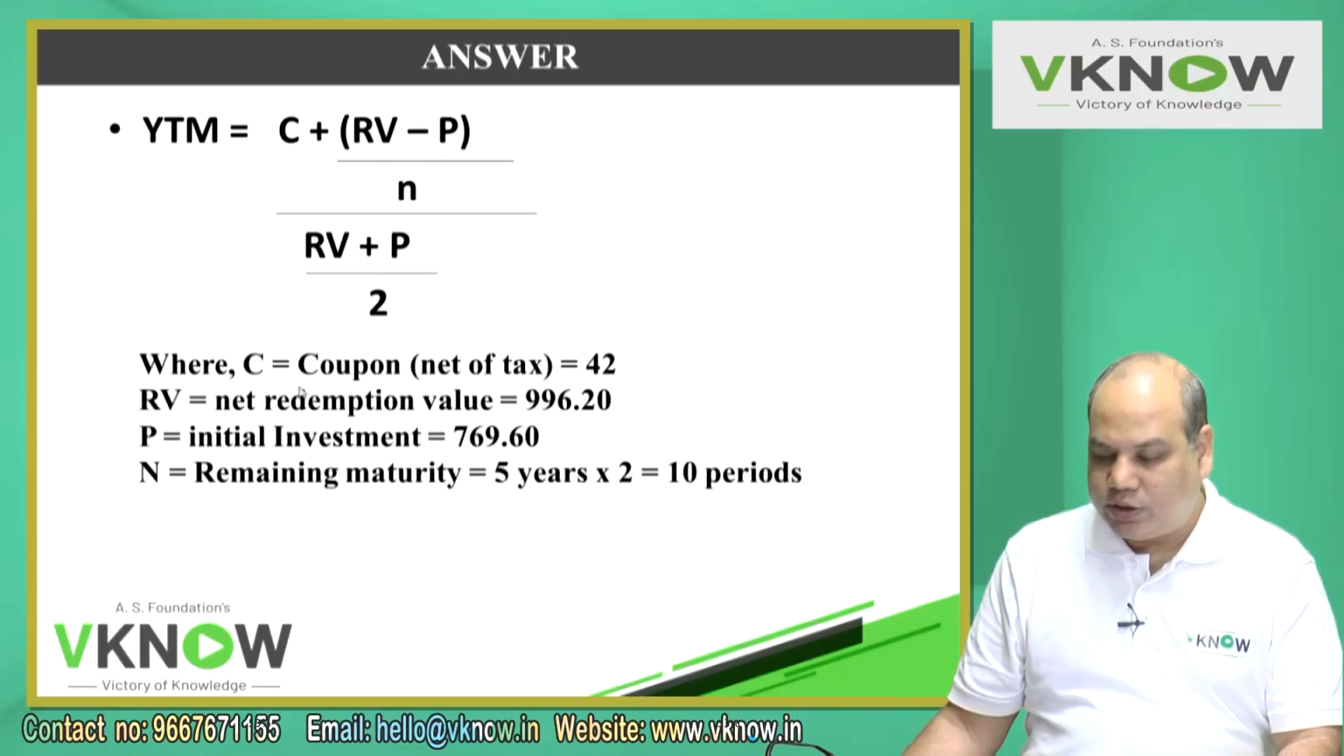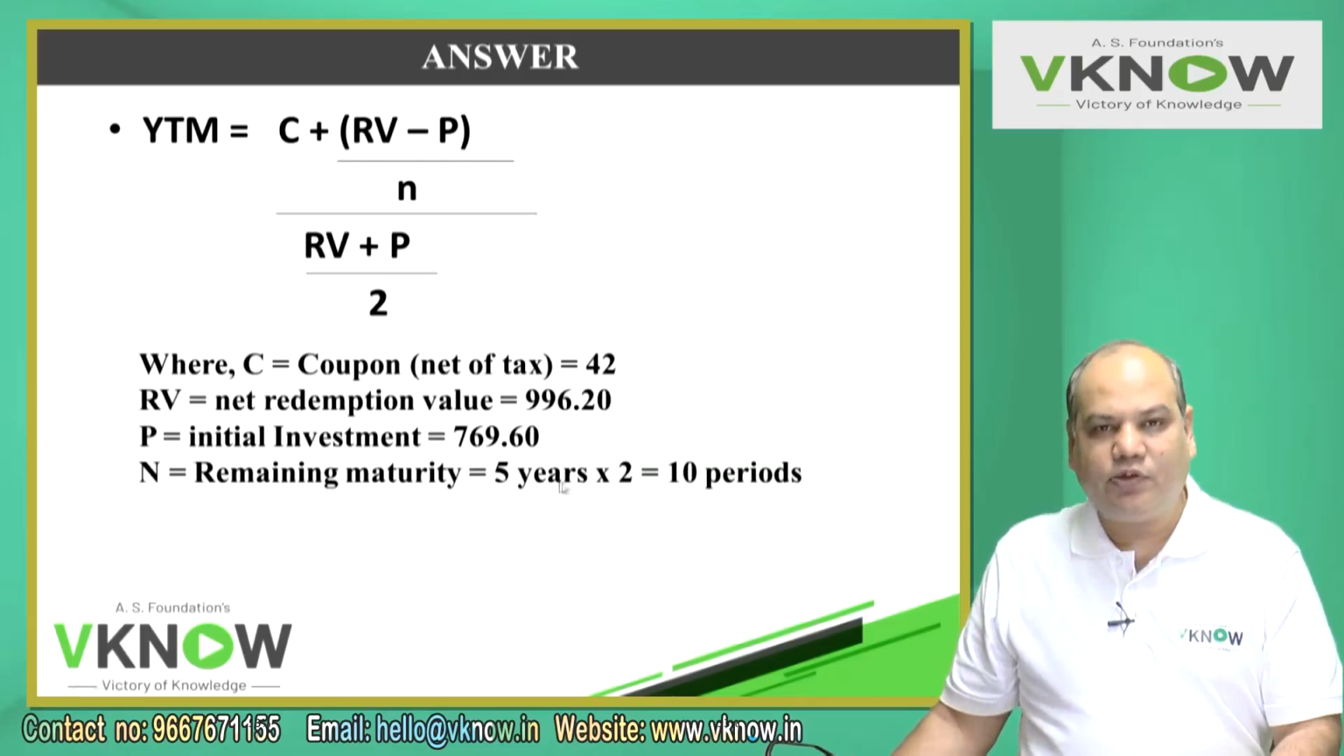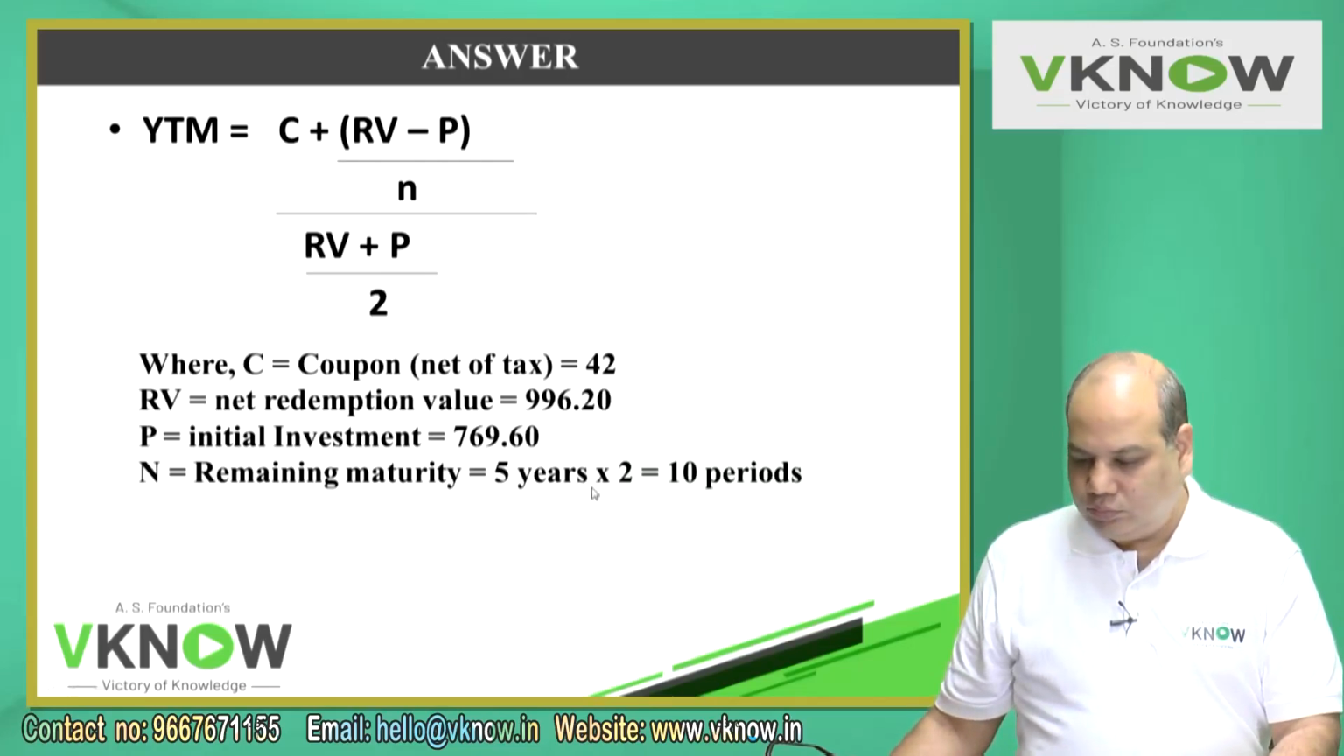So write down below, where C is equal to coupon net of tax. I have already adjusted tax here, 42. RV stands for net redemption value, 996.20, already calculated. P means initial investment, equal to 769.60, already calculated. And N is the remaining maturity. As I have said, it is a semi-annual coupon paying bond, so I will take 5 years into 2, which is 10 periods.